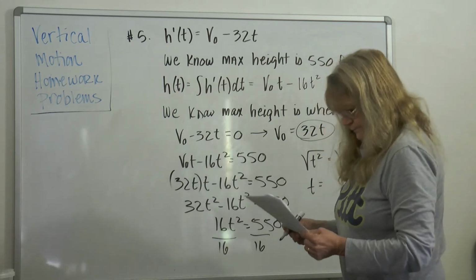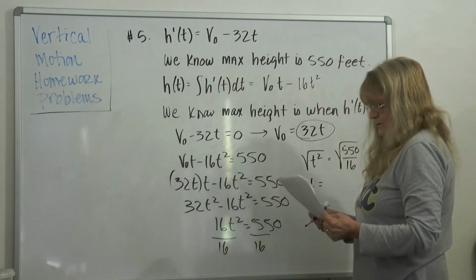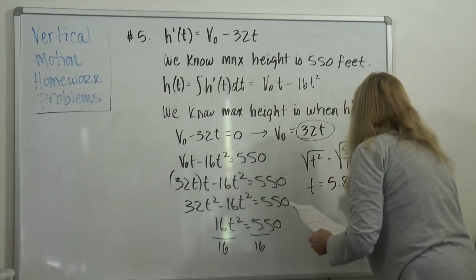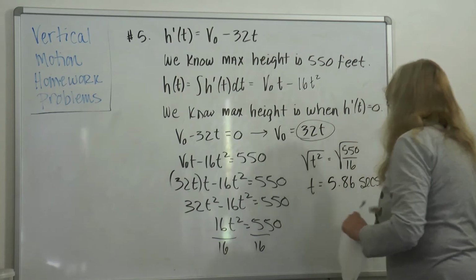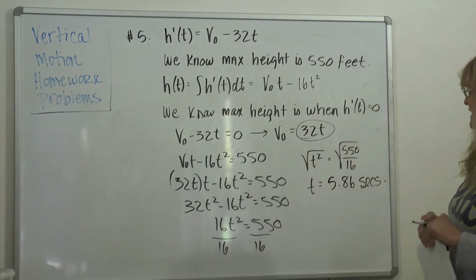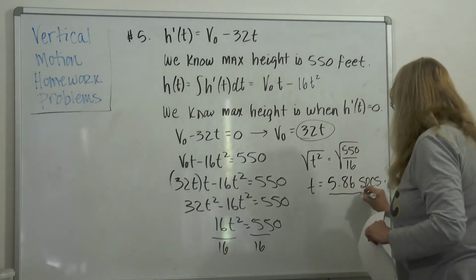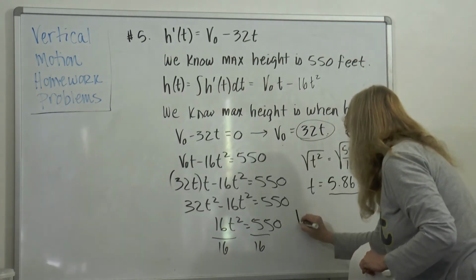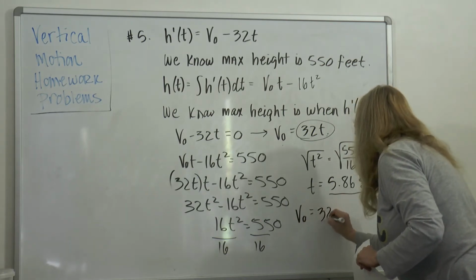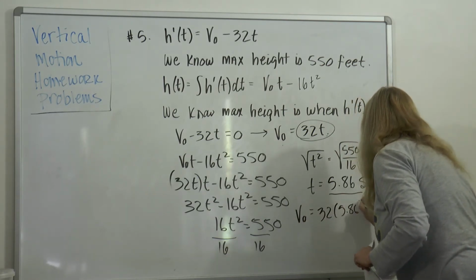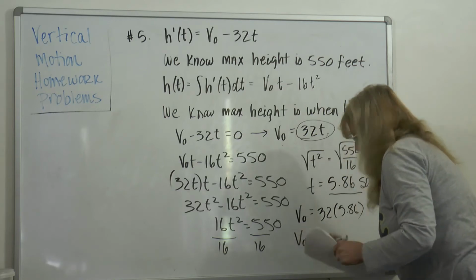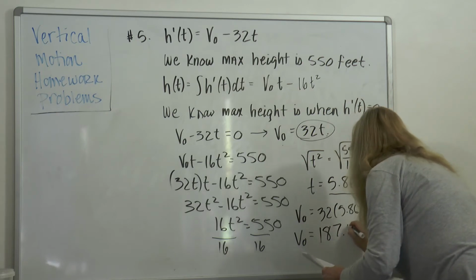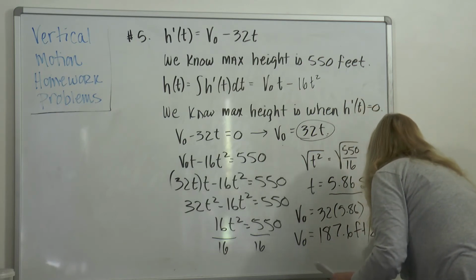And we get 5.86 seconds for t. Then I take this value of t and I put it up here, and that'll give me my initial velocity. And velocity to me will be feet per second.